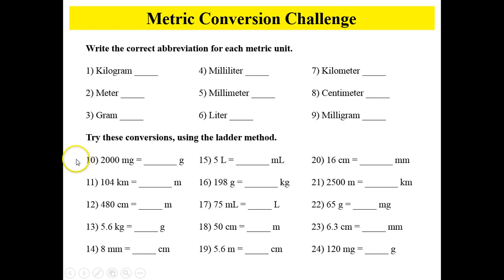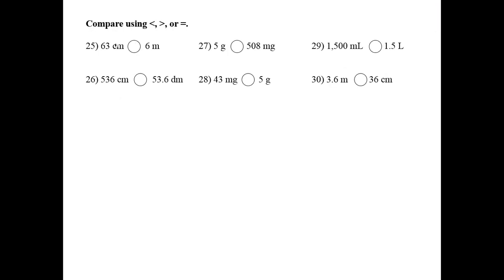Then, for 10 through 24, I'd like you to go through these conversions using the ladder method. At this point, it's probably best to pause the video, answer questions 1 through 24, and then we'll continue on with the next set of problems. The next set of problems, 25 through 30, ask you to compare. Compare using less than, greater than, or equal to. And again, you can go back to the video that was earlier and watch how I solve these problems. If you have any questions, please don't be afraid to ask.